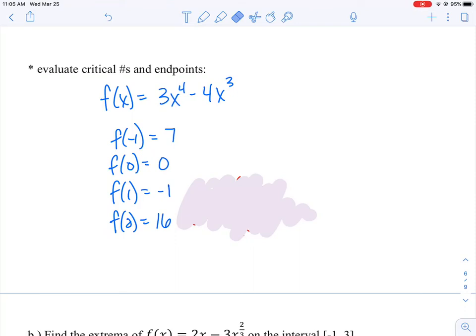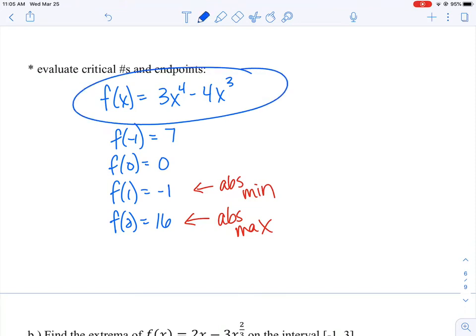Out of those 4 places, which one is my absolute maximum and which one is my absolute minimum value then? Well, I can compare the y values to see who my high and my low are. So I got an absolute minimum when x is 1. What is your absolute minimum? We can say -1. And I have an absolute maximum when x is 2. What is your absolute maximum value? We could say 16. So depending on what the question asks us for, we've got to be careful. I have an absolute minimum at the point 1, -1. I have an absolute maximum at the point 2, 16.